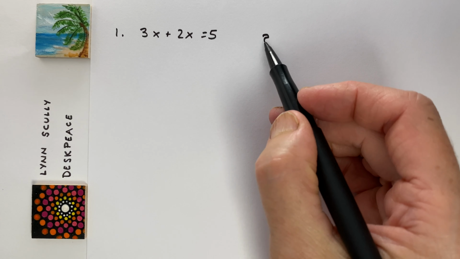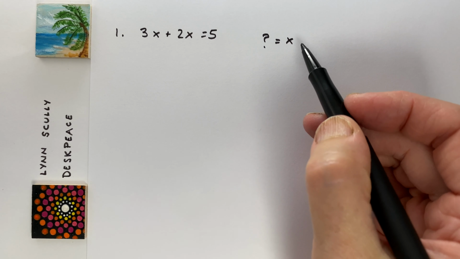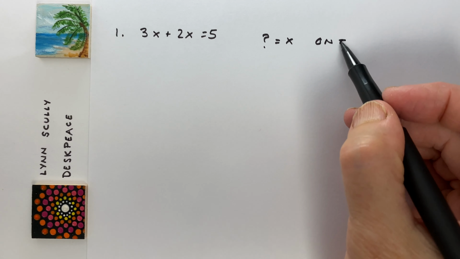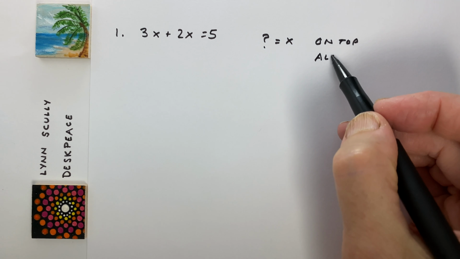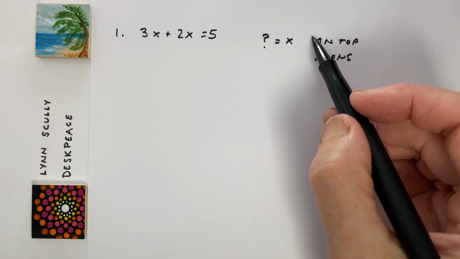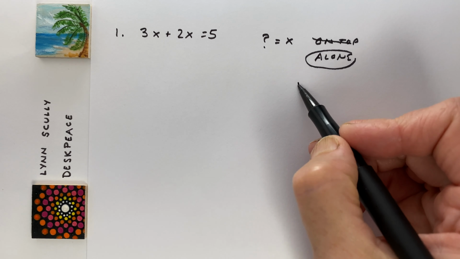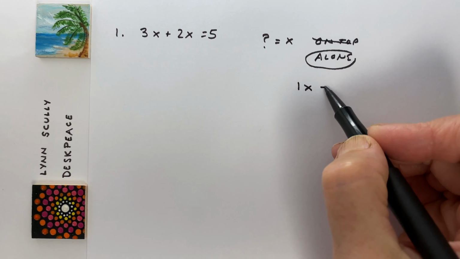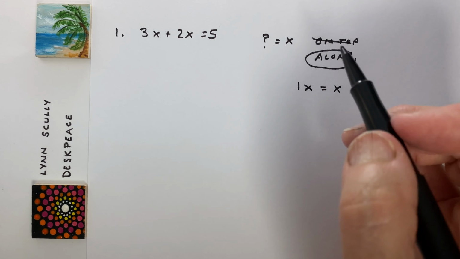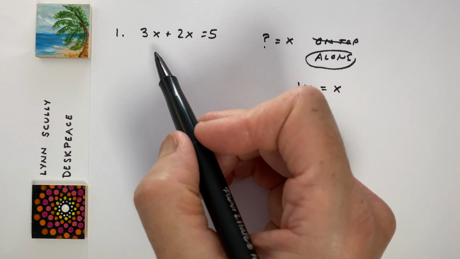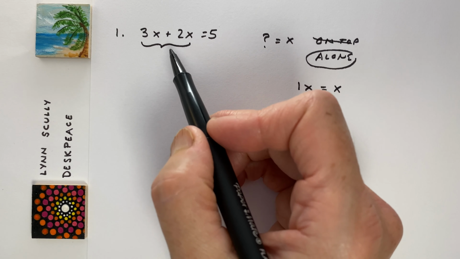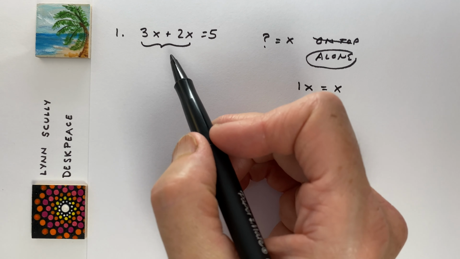In this entire lesson, I'm always solving for x, which means I want to get it on top and I want to get it alone. In this lesson, it's already on top. So I just need to get it alone. And alone means with the coefficient of 1. 1x is the same as x. So 3x plus 2x is 5. I have to first get my unknowns together and then isolate them.